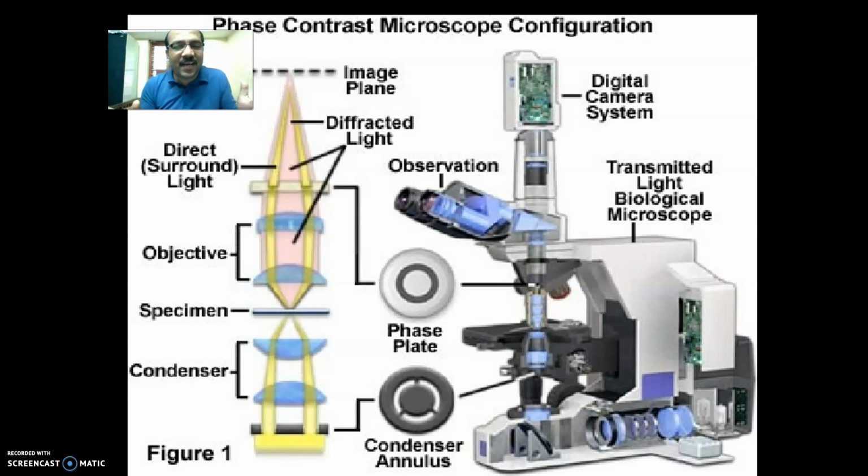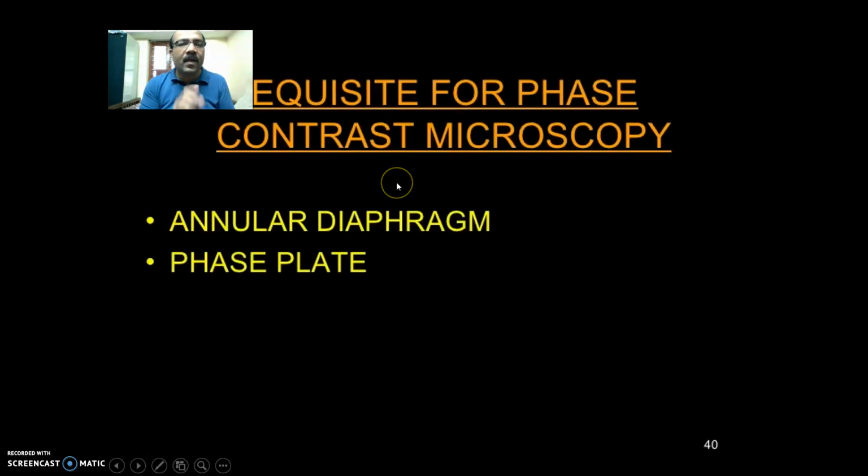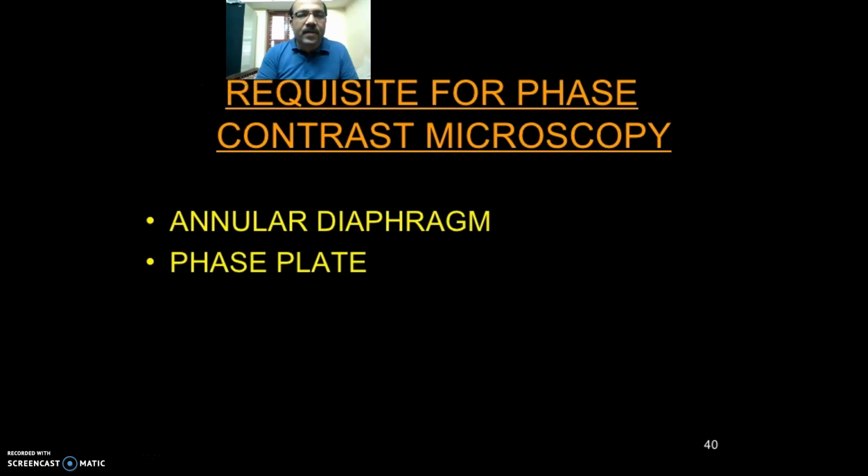They are nothing but condenser annulus and phase plate. We can see the significance of condenser annulus and phase plate. Or we can say that the old term is actually the annular diaphragm and phase plate.